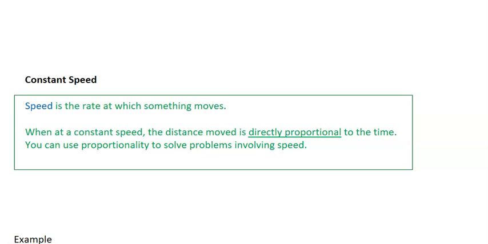Let's start with constant speed. So speed is the rate at which something moves. When at a constant speed, the distance moved is always directly proportional to the time, and you can use that proportionality to solve problems involving speed. So if you were ever graphing it, and often anything to do with speed is graphed, you would find that you'd have distance and time moving in a linear fashion because it's directly proportional.